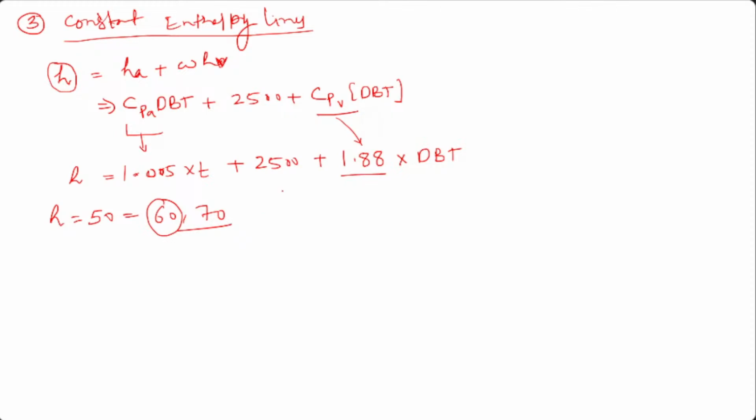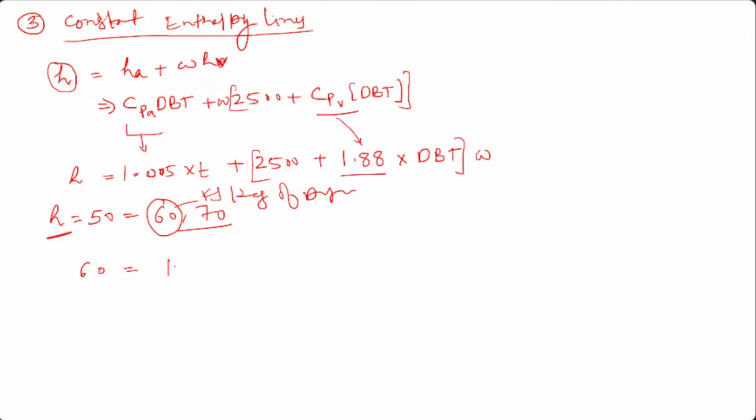And there is one more term. This is the H, and omega is also there, no? Omega we have left. Are you getting my point? Yes, sir. So this is the H. Let's say you have assumed the total enthalpy of the moist air is 60 kilojoule per kg of dry air. Okay, now you have put 60 here.